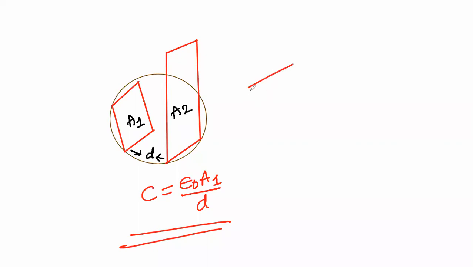So, for example, two plates of the capacitor are connected with a wire. K is called the dielectric constant. For air or vacuum, K is equal to 1. For a medium, K is greater than 1. And for metals, K is equal to infinite.